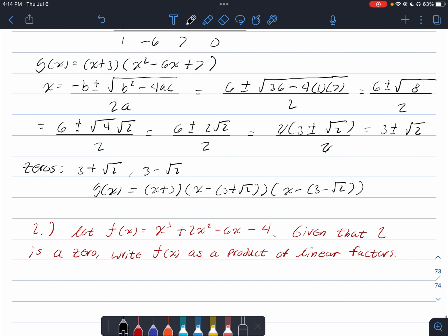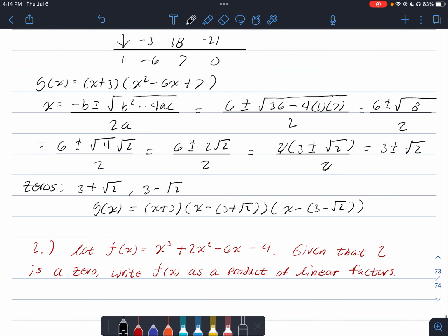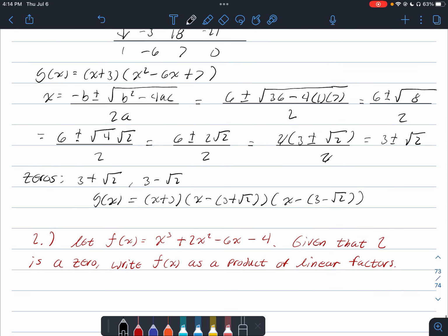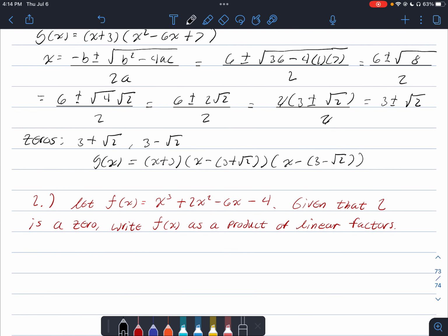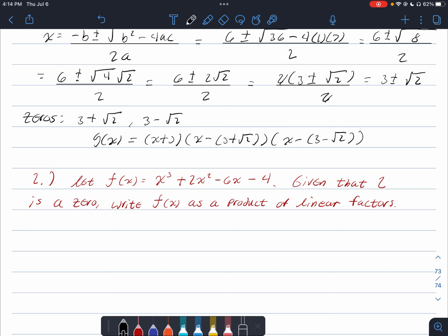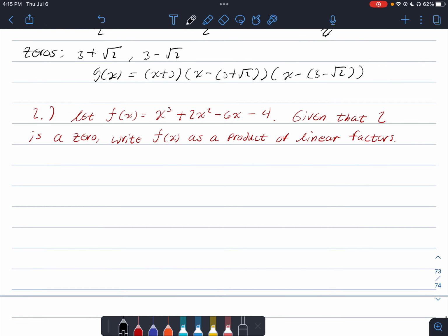Okay, and if you wanted to check this, you could FOIL this all back out, and that's fine. You could do that, or you can plug each of these back in and make sure that they're zeros. There's a couple ways you can check your work, but that's probably something you do once to make sure you're in the process right. But yeah, so this is basically how you would do that. Let's take a look at another one.